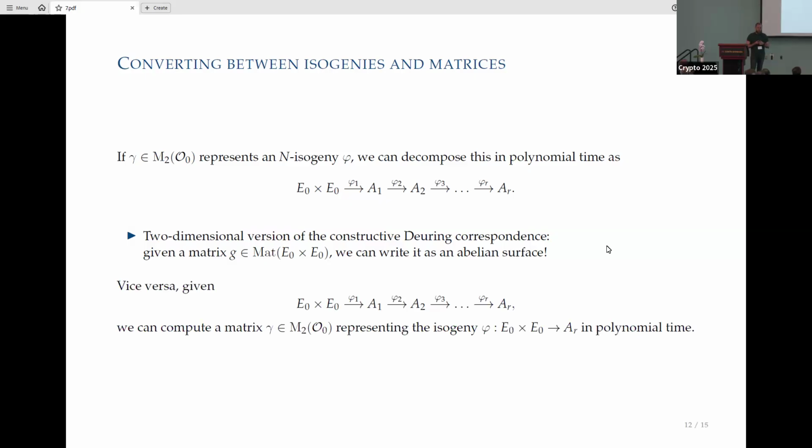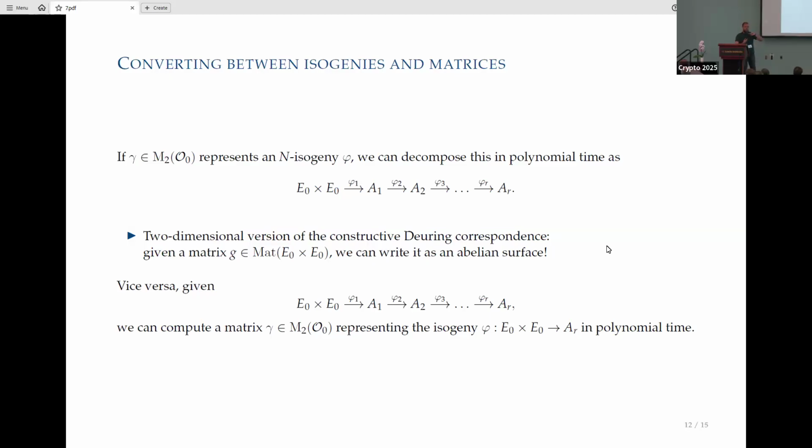The opposite is also true. Given a chain of isogenies, again preferably of power smooth norm or prime power norm degree, we can actually compute this matrix in polynomial time representing this isogeny. So we have a pretty nice dictionary between the algebra side and the geometry side.